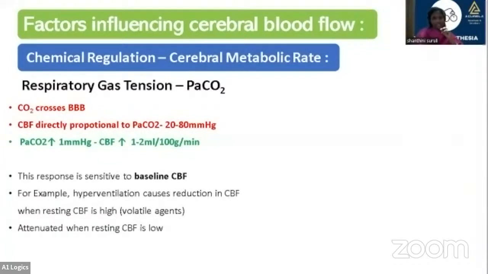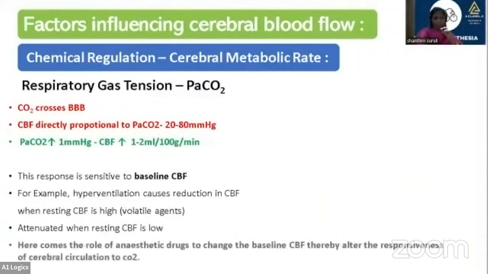Cerebral blood flow is directly proportional to the PaCO2 in the range of 20 to 80. For every PaCO2 rise of 1 mmHg, the cerebral blood flow increases by 1 to 2 ml per 100 gram per minute in the range of 20 to 80 mmHg. But this response is sensitive to the baseline cerebral blood flow. Whenever there is a high baseline cerebral blood flow, when you induce hyperventilation, this causes reduction in cerebral blood flow. But when the resting cerebral blood flow itself is low, the hyperventilation effect on cerebral blood flow is attenuated.